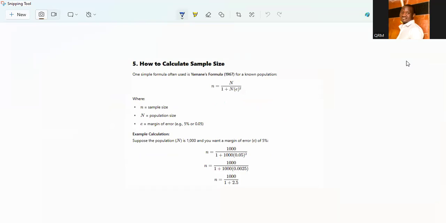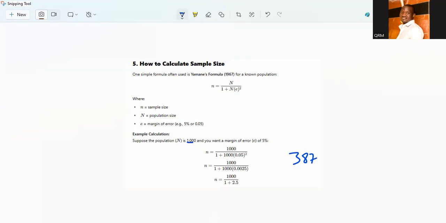But if the population is more than 100, more than 1,000 at master's level, you use what we call Yamane's formula of 1967, where n is equal to N over 1 plus N e to the power 2, where N is the population size and e is the level of precision or margin of error. So if your population, for instance, is 1,000, you can calculate it. Usually we have 387, which is the standard whenever I calculate for big samples. It comes out to be something like that.